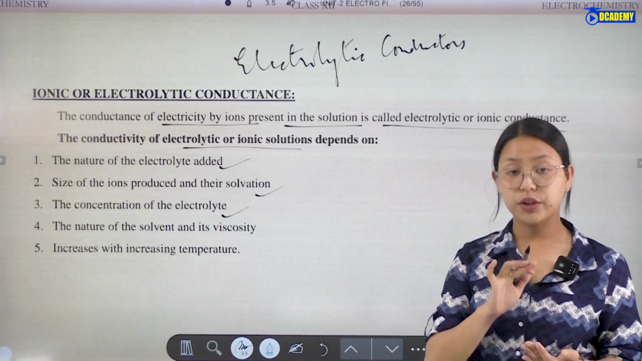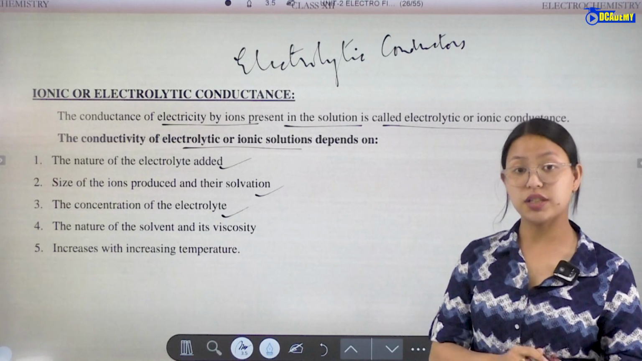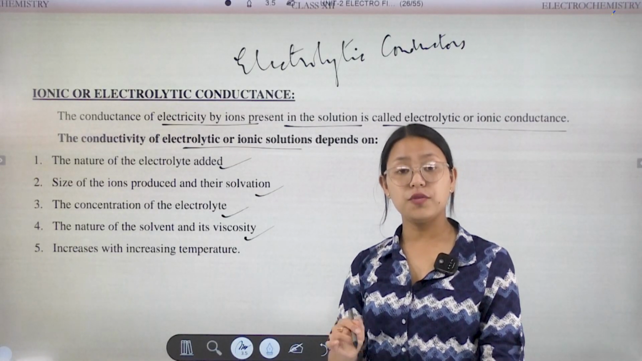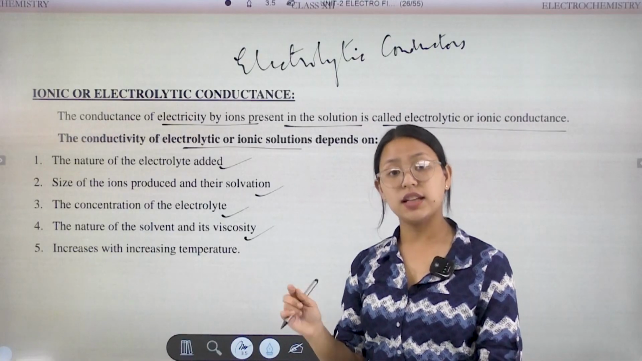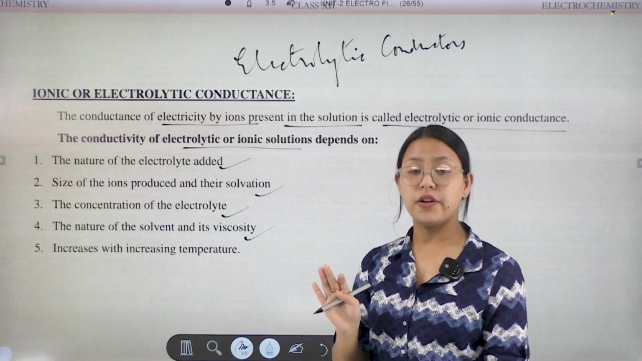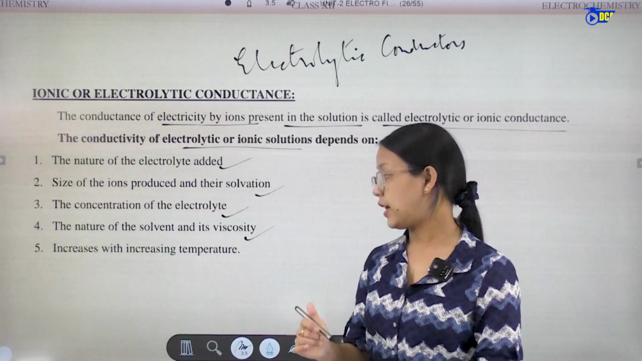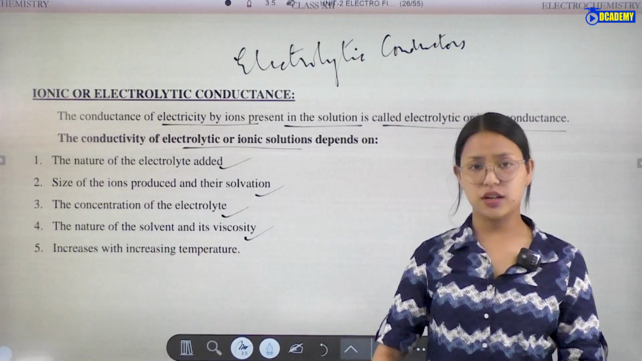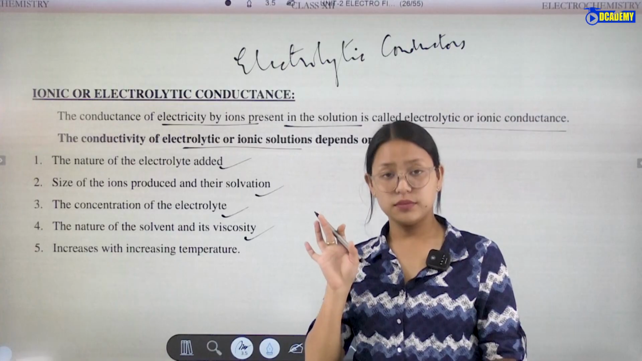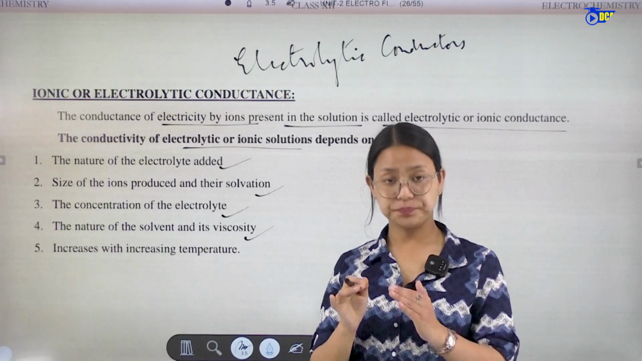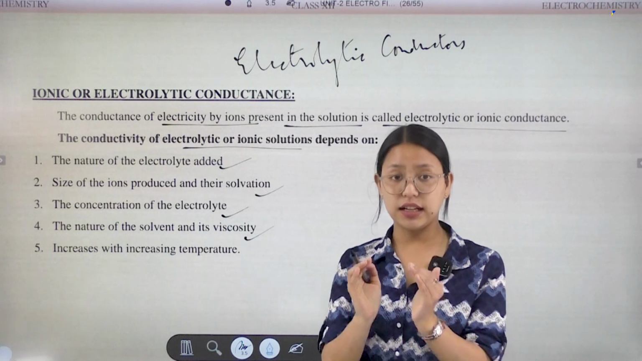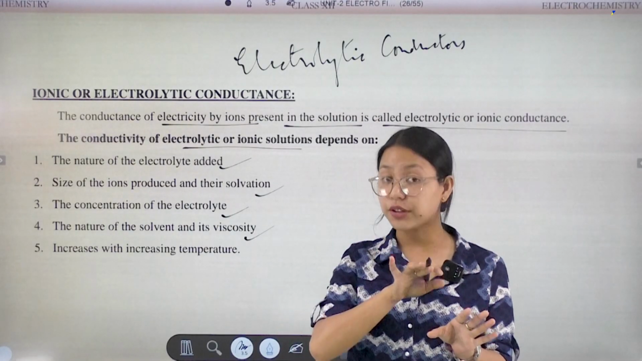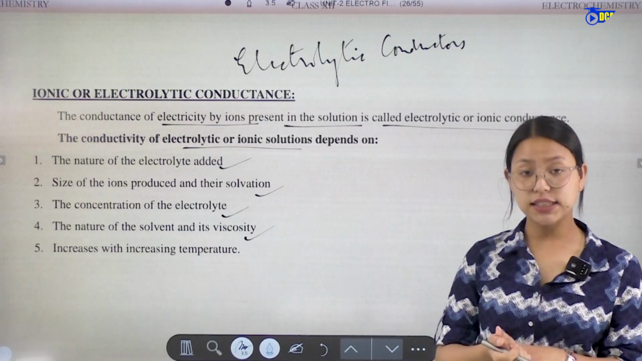Then the nature of the solvent and its viscosity. If we consider a liquid solution, there will necessarily be a liquid solvent, and the viscosity affects the flow of the solvent. It increases with increasing temperature. For electronic conductance, conductivity decreases with the increase in temperature, but in the case of the ionic state, increasing temperature increases the ionic conductance.